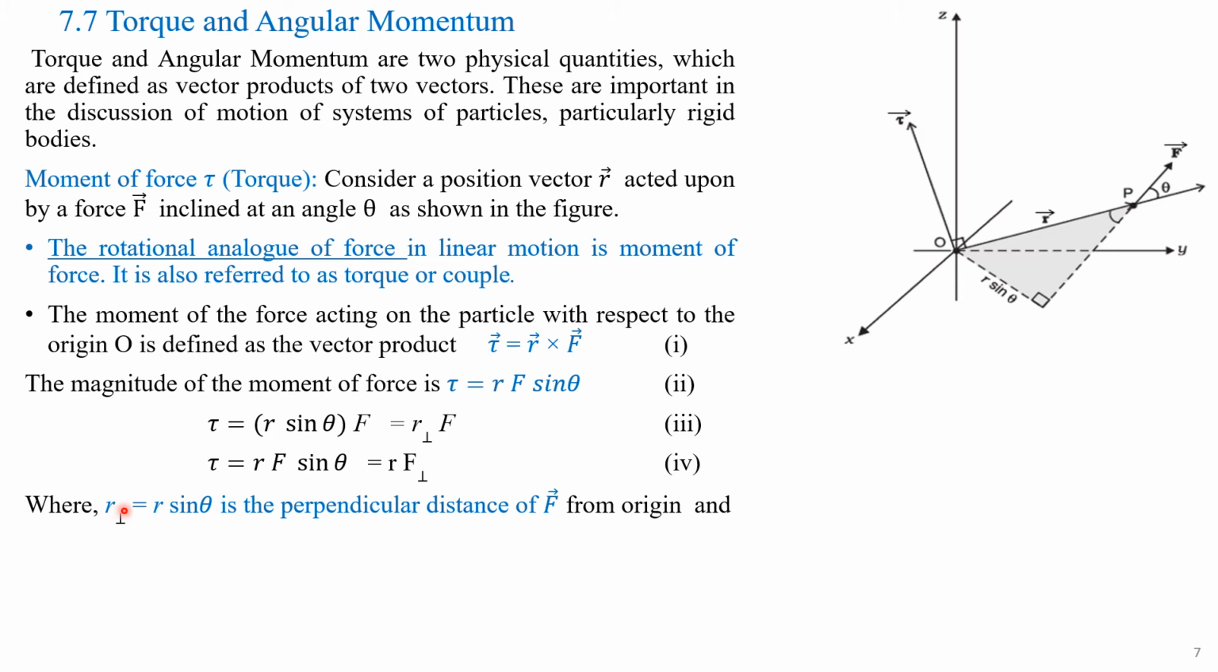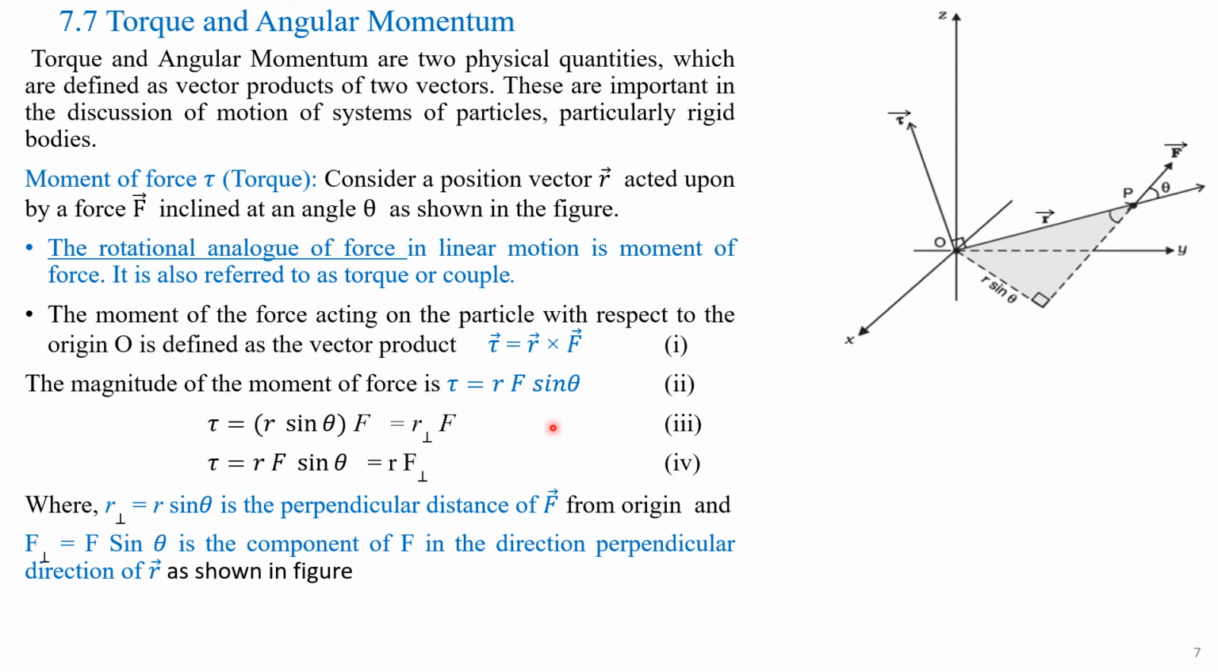Here, r perpendicular, which is equal to r sin theta, is the perpendicular distance of F from the origin. This r sin theta is shown in the figure. And F perpendicular, which equals F sin theta, is the component of F. So we can draw a perpendicular line from the point F to vector r. The vertical line will be F sin theta, the component of F in the direction perpendicular to r, as shown in the figure.